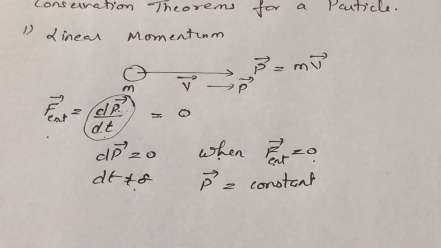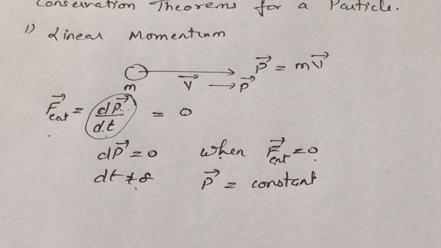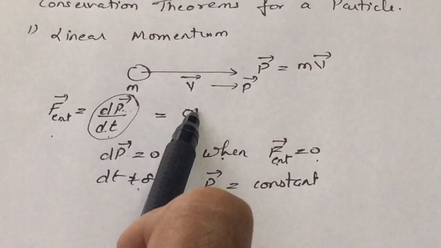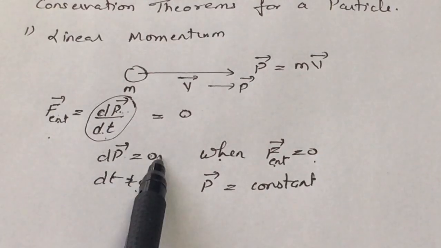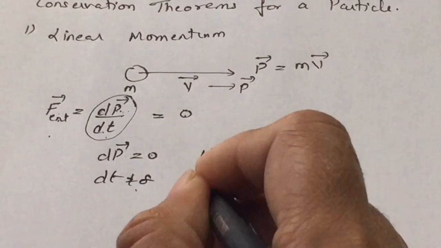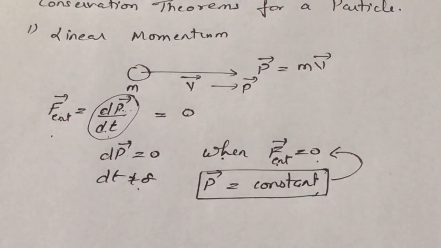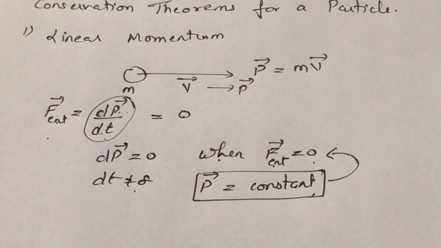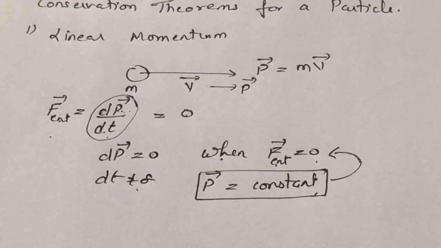Then how will you state the conservation theorem of linear momentum? We state it such that when the external force applied on the particle is 0, then the momentum of the body or the particle remains unchanged. It means the momentum is a constant quantity. Here the momentum is a constant quantity only when the external force on the particle is 0. Then what is the condition for which momentum remains constant? The momentum will remain constant when the external force applied on the particle is 0.